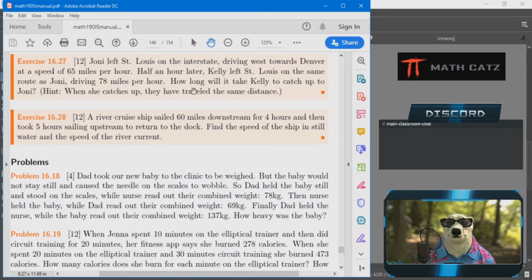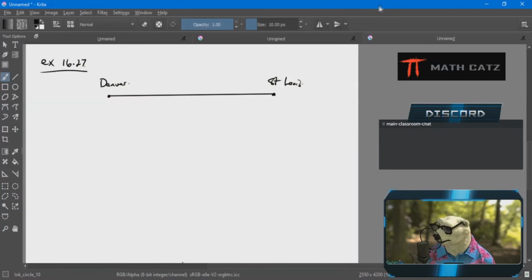They want to know how long will it take Kelly to catch up to Joni. So they're both going at the same... Who's going first? Joni is going first. So here's Joni. There's her car. I don't know how to draw a car. That's not bad. There's Joni in the front seat, traveling.